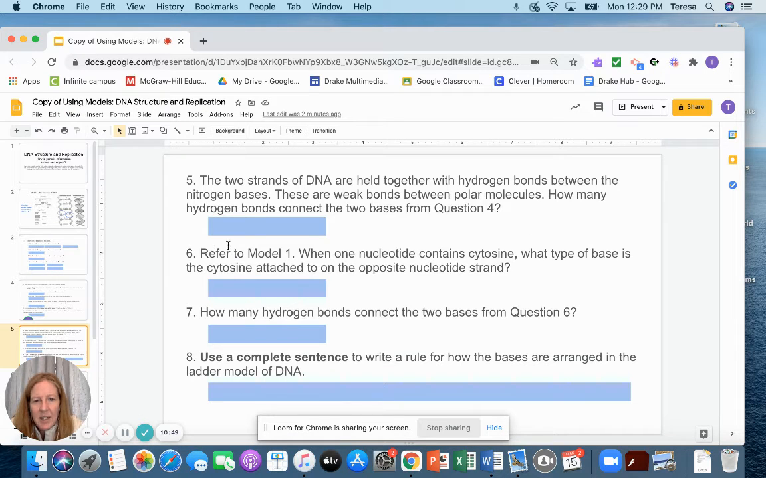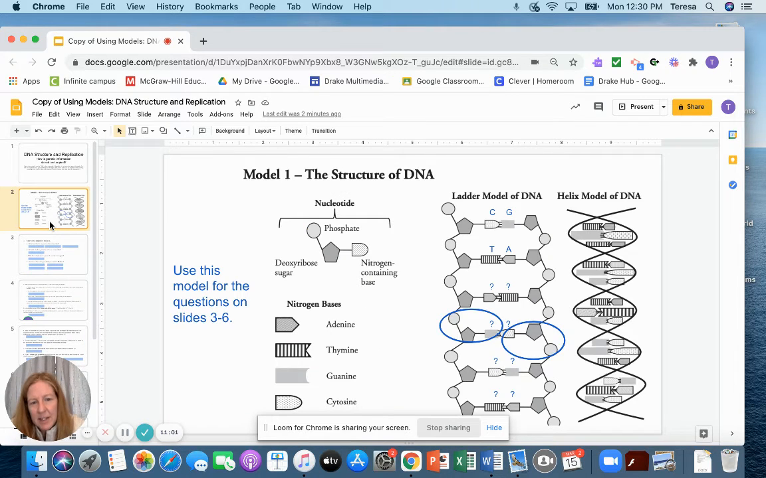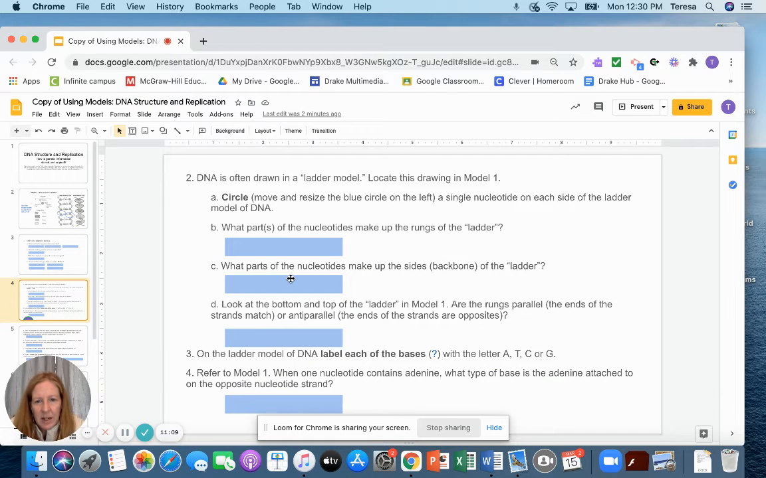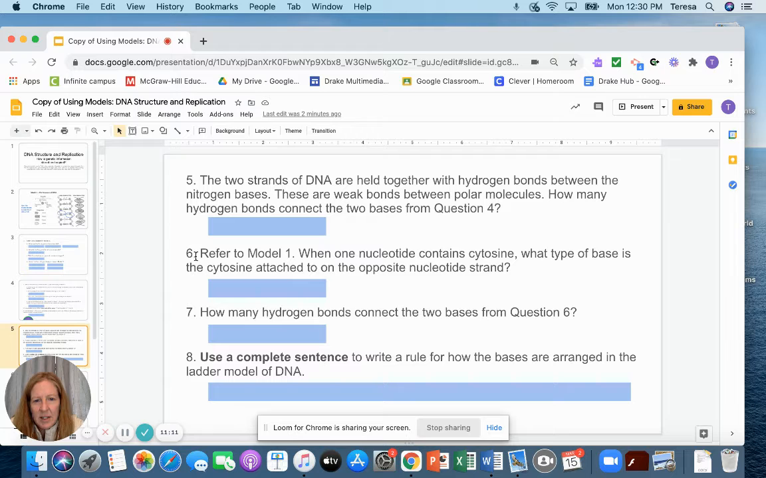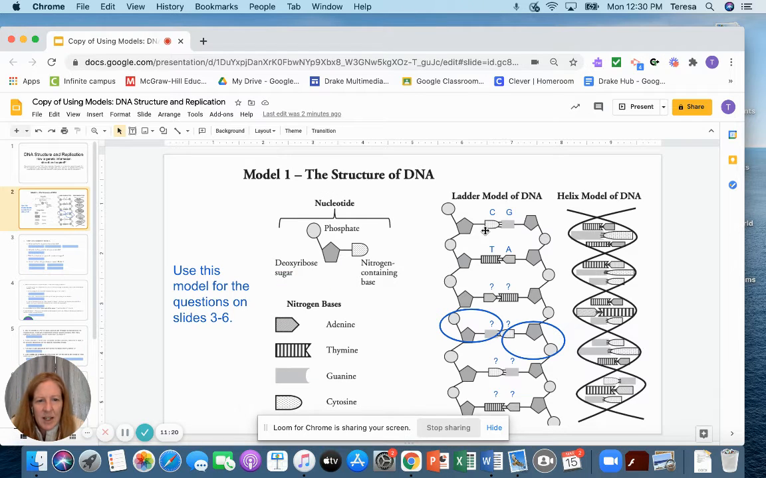And then we are looking at when one nucleotide contains cytosine, what base is attached to the cytosine on the opposite strand? So again, I'm coming back to my model. I'm finding cytosine, which is abbreviated with a C, finding what base pairs with it, and that's my answer to question 6. Okay, then question 7, how many hydrogen bonds connect those two bases? Okay, well, I'm looking again at my cytosine. I'm finding the base that it's paired with, and I'm looking for how many solid lines are there between those two bases. So you just count them up.